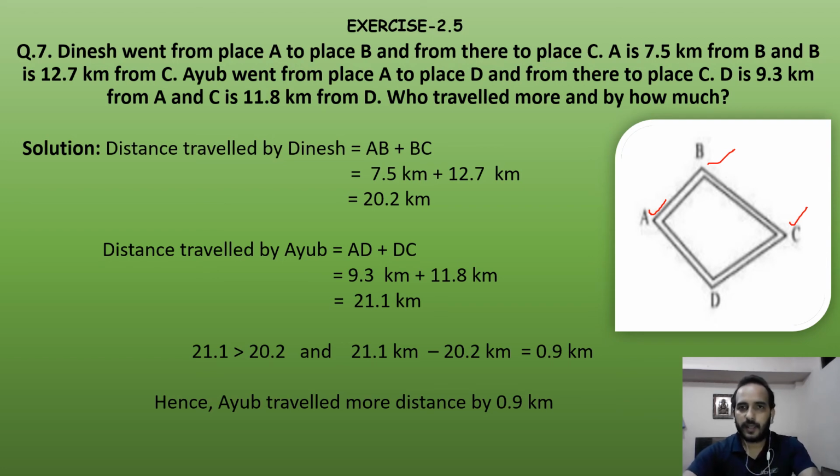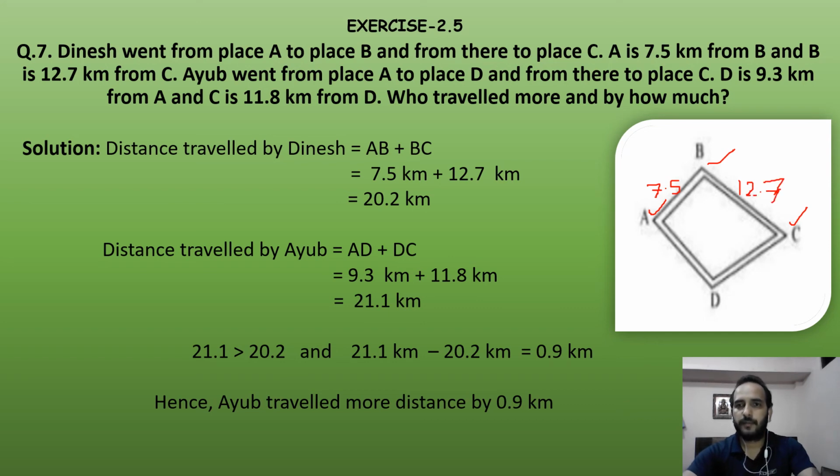So A is 7.5 kilometer from B. The distance between AB we have been given, that is 7.5 kilometer. And now from B, B is 12.7 kilometer from C. So the distance between the vertex B and C we have here 12.7 kilometer.